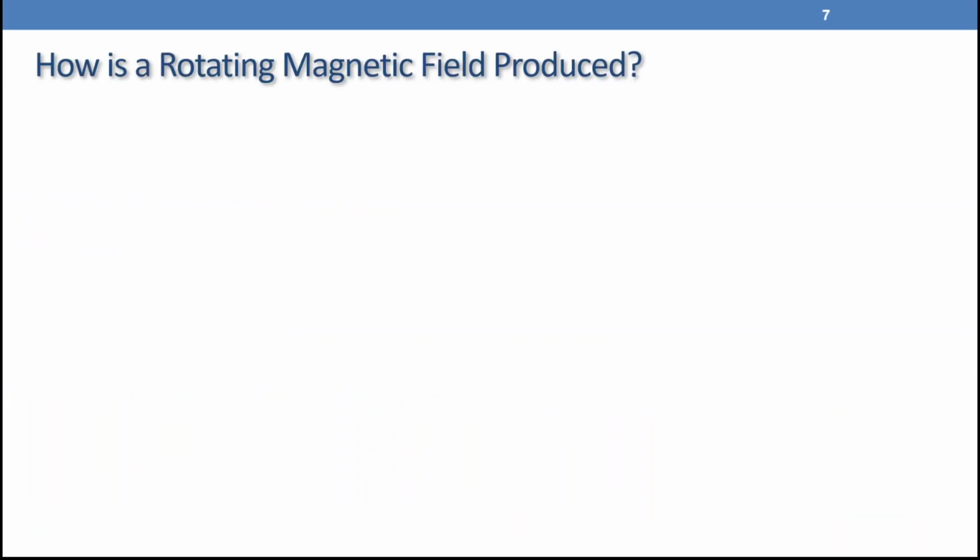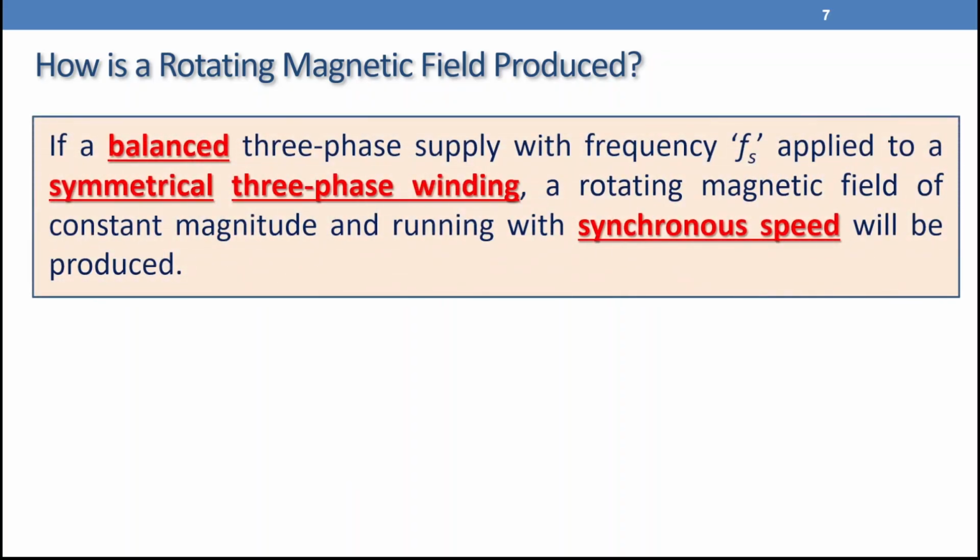So far you haven't answered this question: how is the rotating magnetic field produced, or how do we create a rotating magnetic field? The answer is, if a balanced three-phase supply with frequency Fs is applied to a symmetrical three-phase winding, a rotating magnetic field of constant magnitude and running at synchronous speed will be produced.